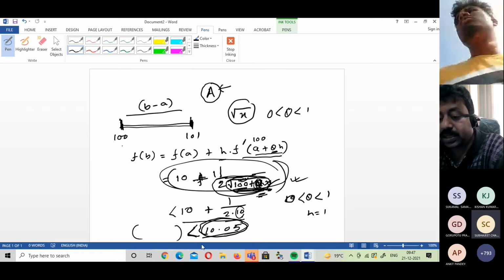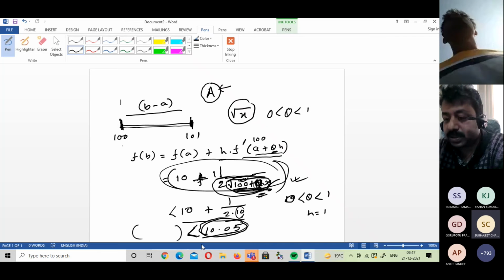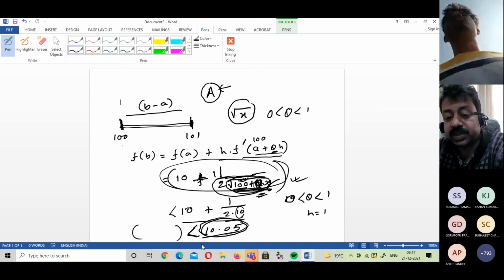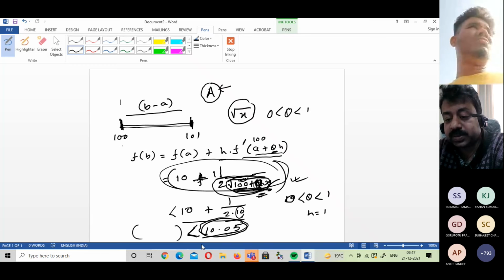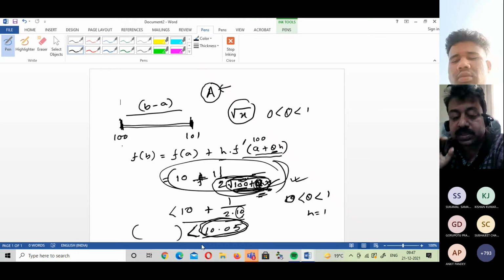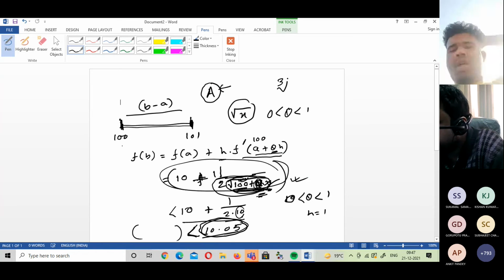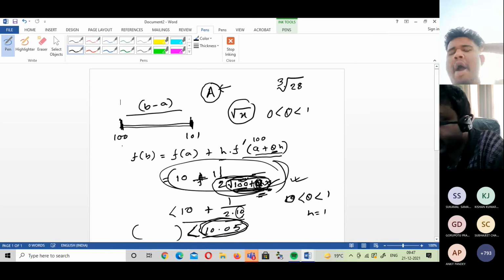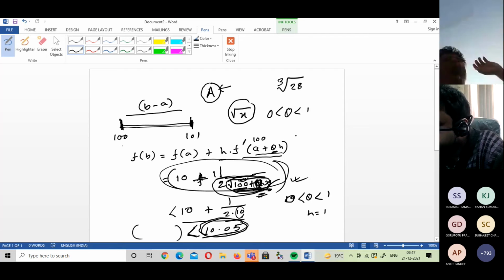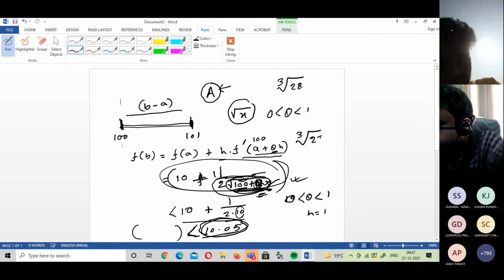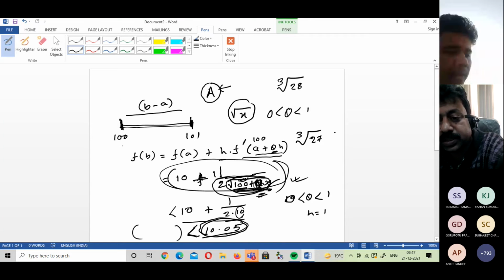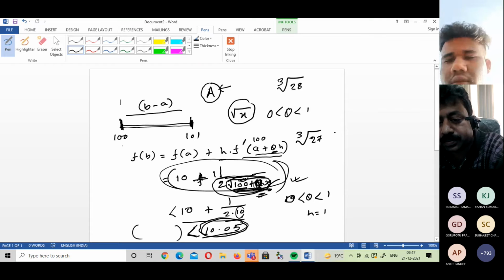Sir, will the interval be given in the question? It will be given in the question what the interval is, either greater or less. Suppose another question, suppose cube root of 28, that you have to assume. Cube root of 27 is known to you. Then a equals 3.